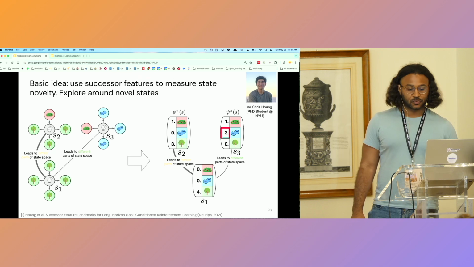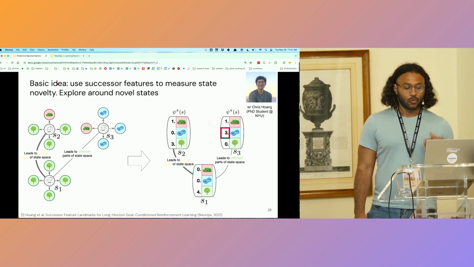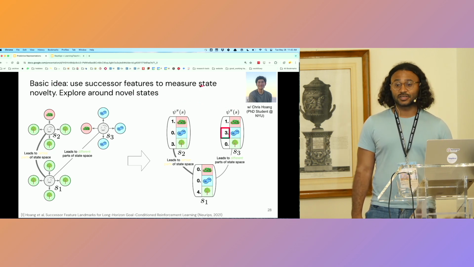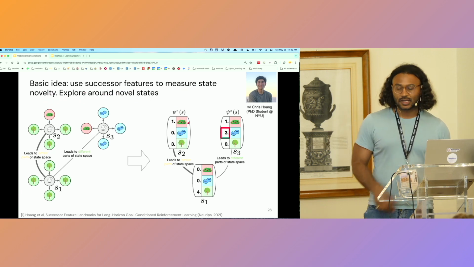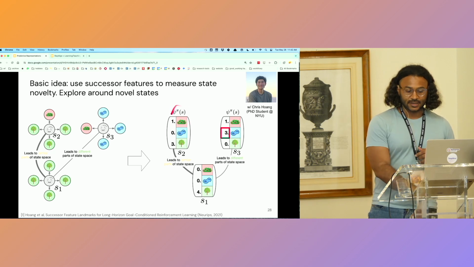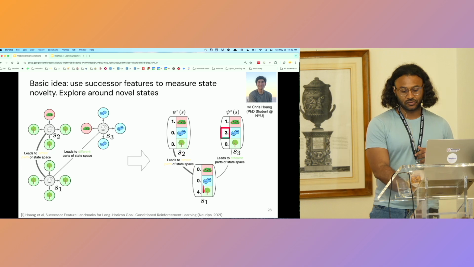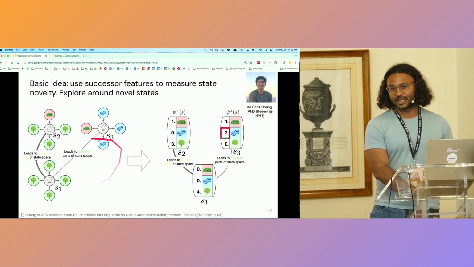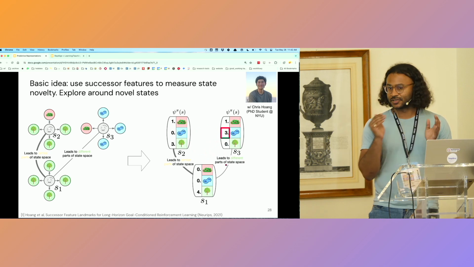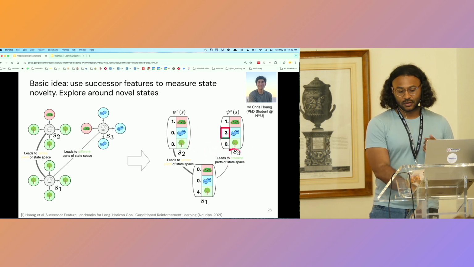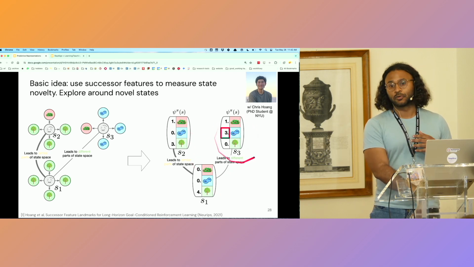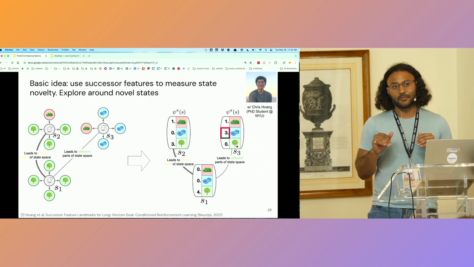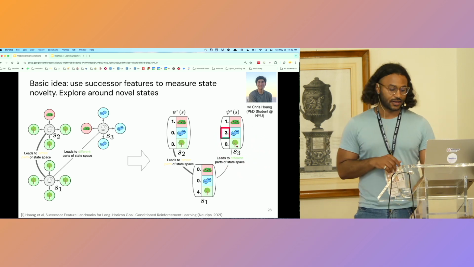So this is work led by PhD student Chris Huang. The basic idea of this work is we're going to use successor features to measure state novelty, and then we're going to explore around novel states. So it's just what I told you before. And just to give it a little bit more meat, let's say that these are the successor features for different states, S2, S1, S3. These are the same ones from the example before. I just made up these numbers. It really is intuitive. This state over here will have different feature predictions for the ponds compared to these two. And so you're going to explore locally around here. And I'm very happy to talk about the details of the algorithm offline.